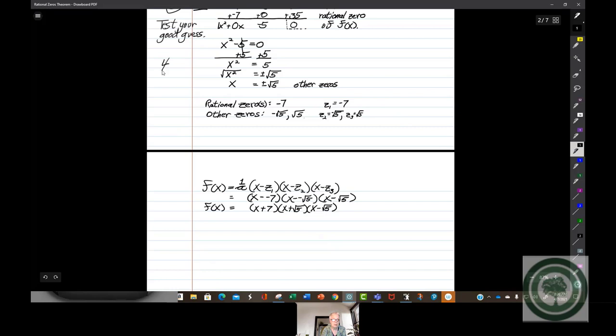Then 4, find the other zeros. And when they say other, they mean the non-rational zeros. And then 5, if it's asked for, and it will be, write this in factored form. Write f of x in factored form.